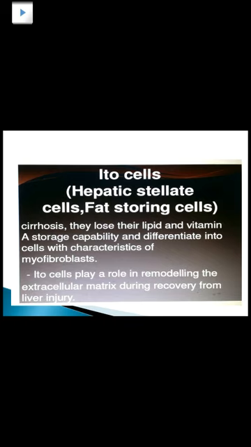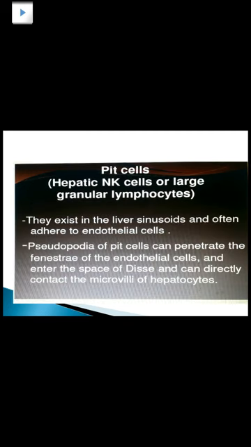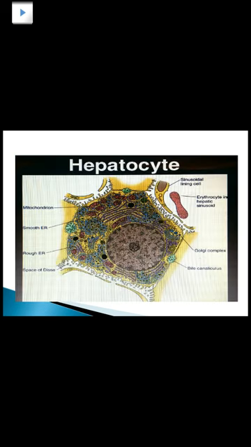Their contribution towards cirrhosis: they lose their lipid and vitamin A storage capability and differentiate into cells with characteristics of myofibroblasts. In case of cirrhosis we are talking here. Ito cells play a role in remodeling the extracellular matrix during recovery from liver injury. Then the pit cells, the hepatic NK cells or large granular lymphocytes. We'll skip these and move ahead with the pace.